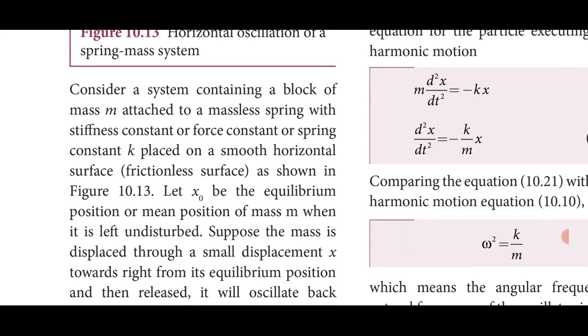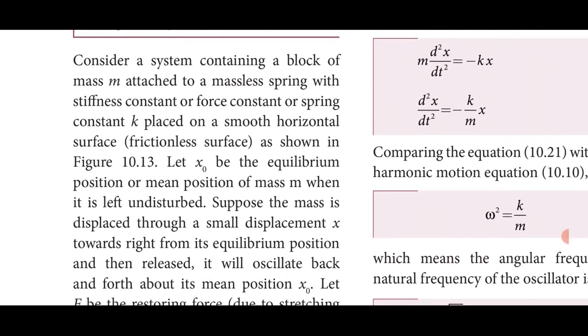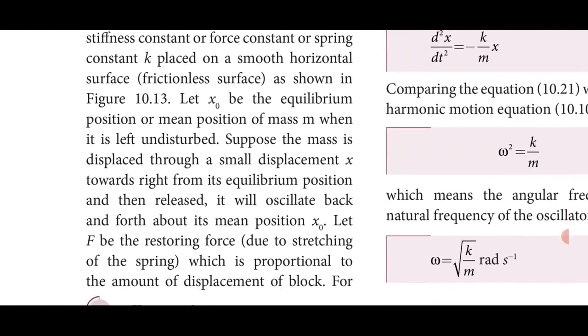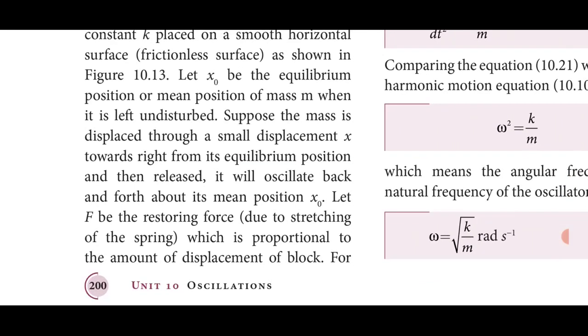Okay, so for horizontal oscillation we are taking a system consisting of a block of mass m, attached to a massless spring with stiffness constant, or force constant, or spring constant k, placed on a smooth horizontal surface. Smooth horizontal surface means it's a frictionless surface. So now we take x0 as the equilibrium position or mean position of the mass.